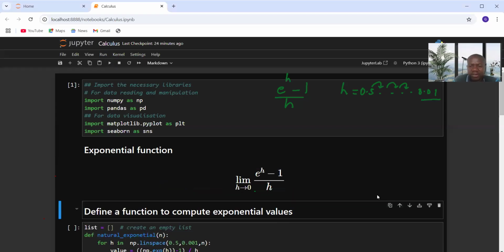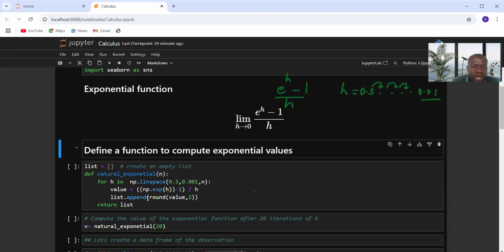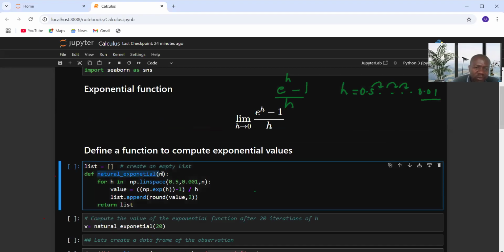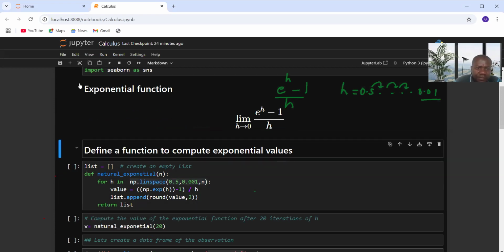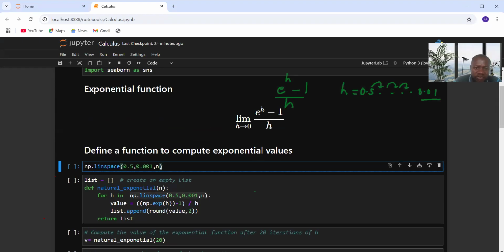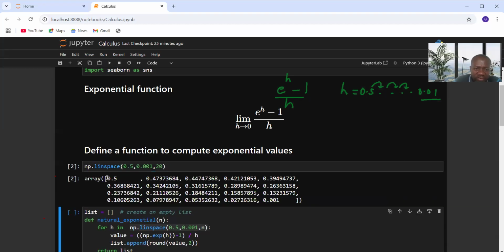Okay, you see, this is what I wanted to investigate. So now I've defined a function, called natural exponential, which takes in the number of iterations that I want to get. So let me just copy this and compute it here. Let's say I put 20. It will generate 20 values from 0.5 up until 0.01. Let's run this. You see that it has generated the values from 0.5, reduced by the same amount up until 0.001.